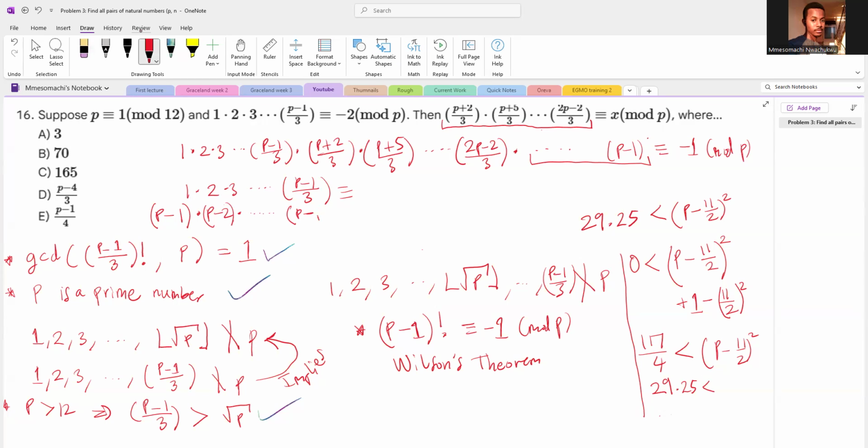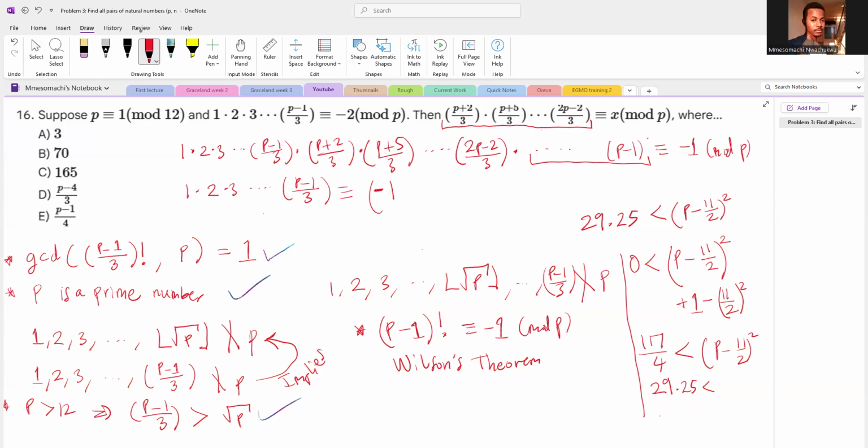So up to this would be P minus, so let me write this. So basically we're subtracting P minus 1 over 3. Okay. So why are these two numbers congruent? They are both congruent because we have that P is congruent to 1 mod 12. So let me write it on the same line. So this is congruent to minus 1.